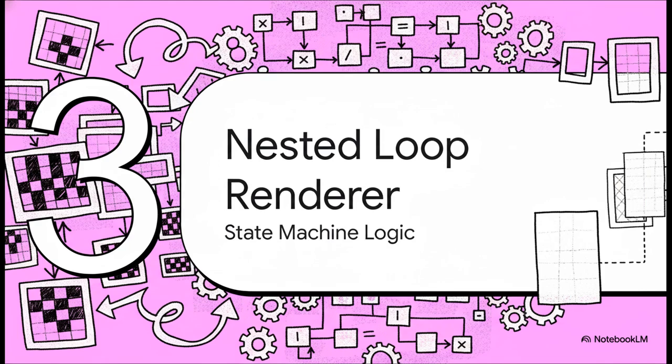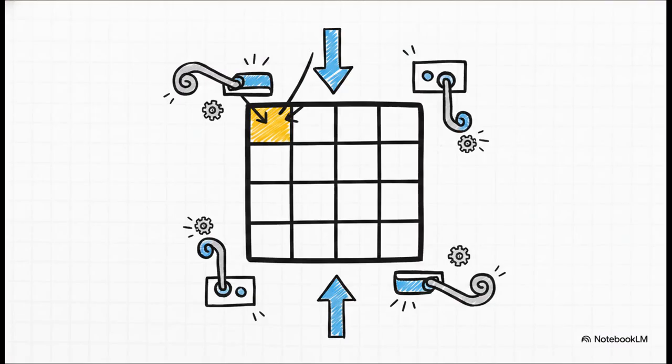All right, section 3, the nested loop renderer and state machine logic. With a perfectly validated rectangle confirmed, we transition to the internal rendering engine. This is where we reconstruct these shapes in memory so we can actually compare them. Notice how the renderer tracks its current location.